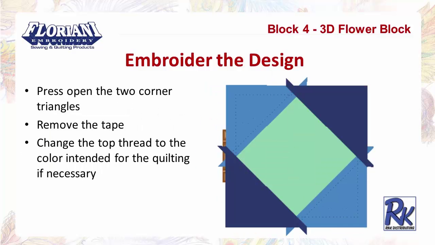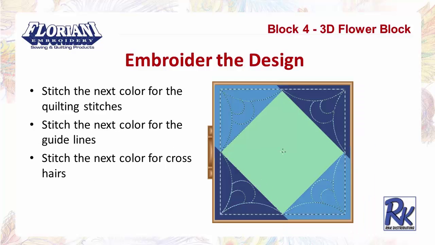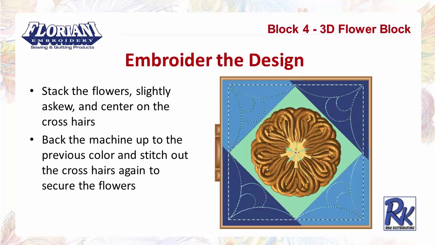Press open the two corner triangles, remove the embroidery perfection tape, and then change the top thread to the color you want for the quilting stitches if necessary. Stitch out the next color, which will be the quilting stitches, and then follow that by stitching out the next color, which will make the cutting guidelines, and then lastly stitch out the next color for the crosshairs.